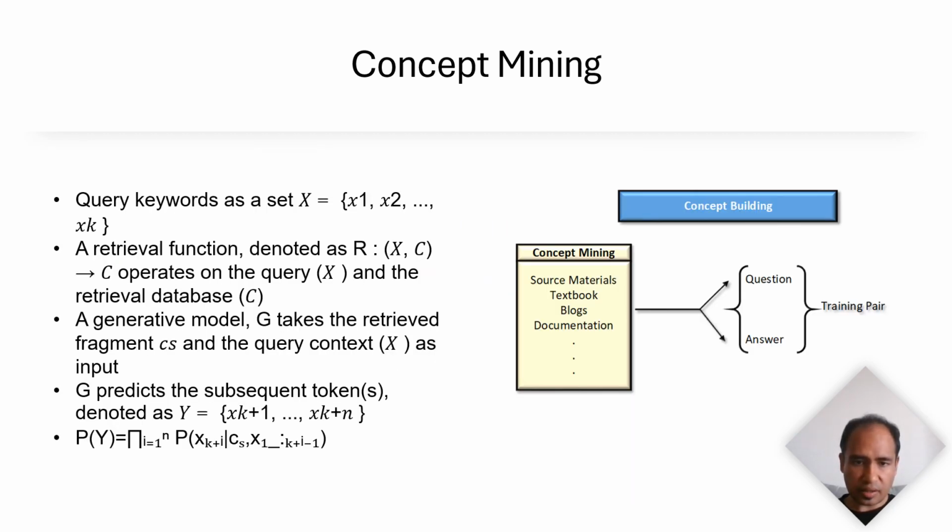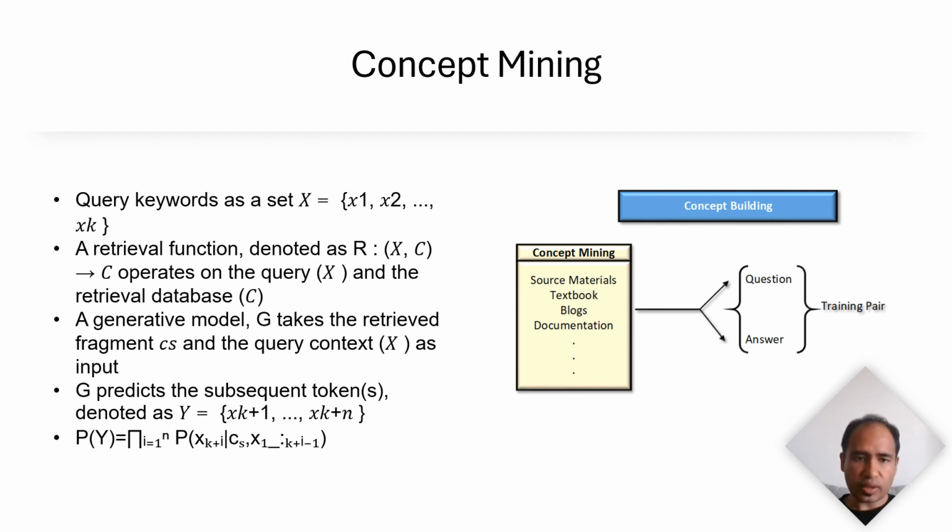So here, let's look at the first step, the concept mining. We define the query keywords as set X of x1, x2, up to xk. A retrieval function denoted as R(X, C) operates on the query X and the retrieval database, which we call C. This function identifies and returns the most similar text fragment, which we call CS here, within the context C. Subsequently, a generative model G takes the retrieved fragment CS and the query context X as input.